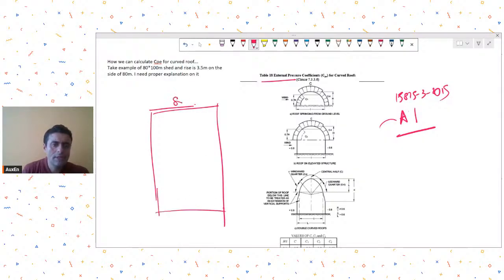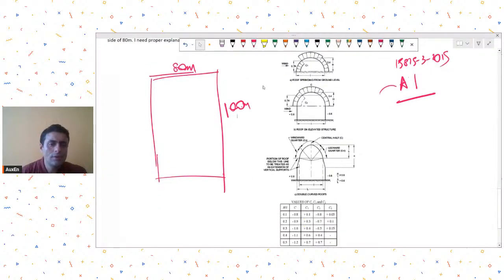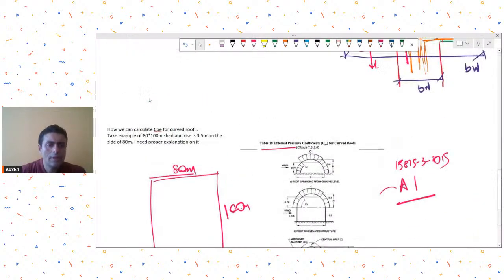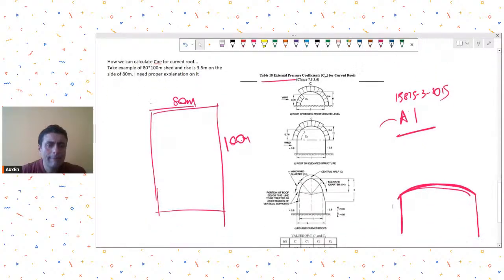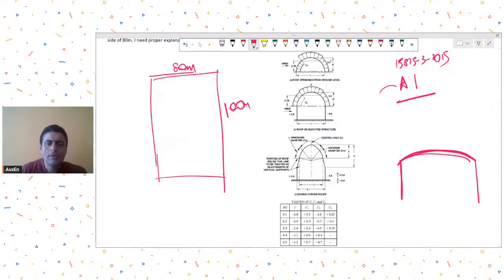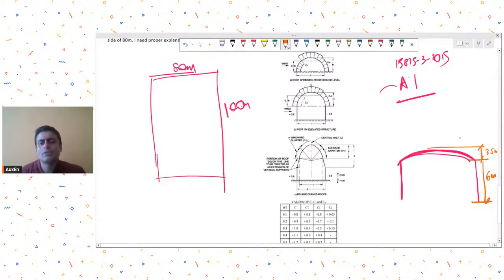Let's say this is the plan view, 80, this is 100, and the rise is 3.5. First of all, a rise of 3.5 is very, very small for 80 meters, so you should check the geometry. I'm assuming this rise is 3.5 meters. We will also need the eaves height. Let's assume it's 6 meters right now.